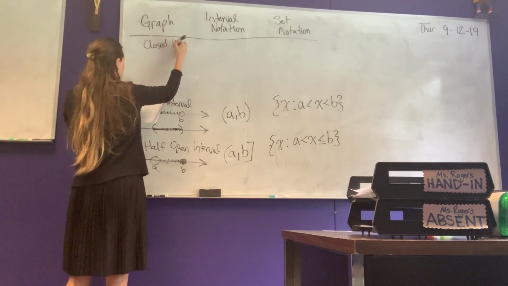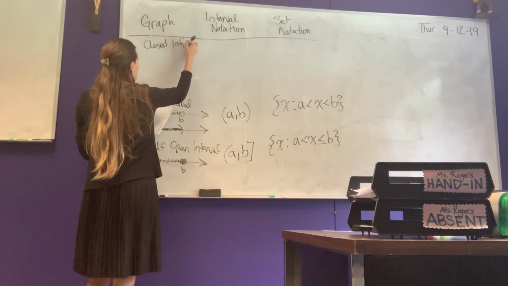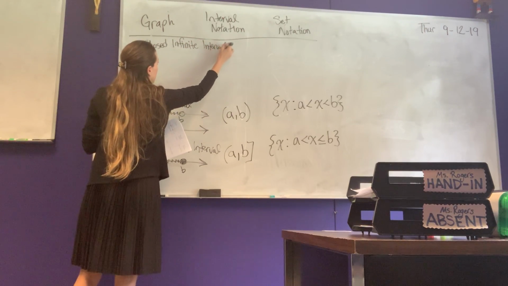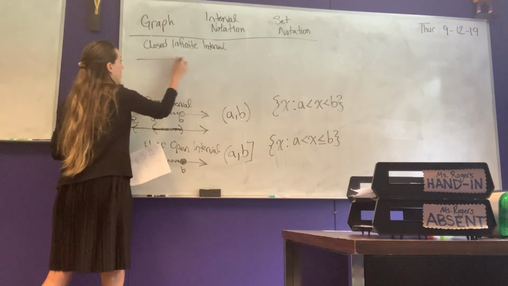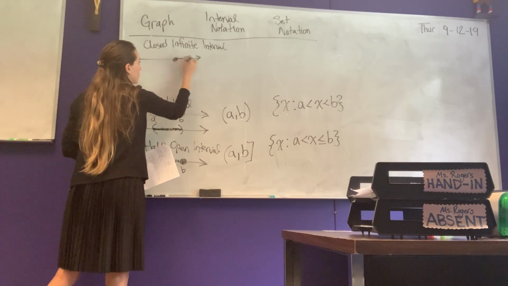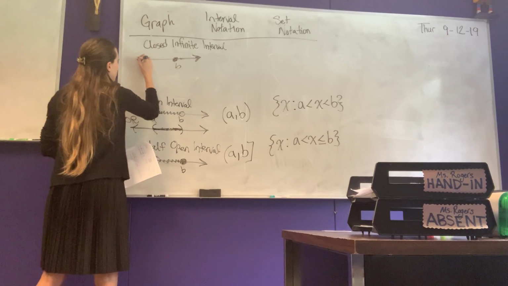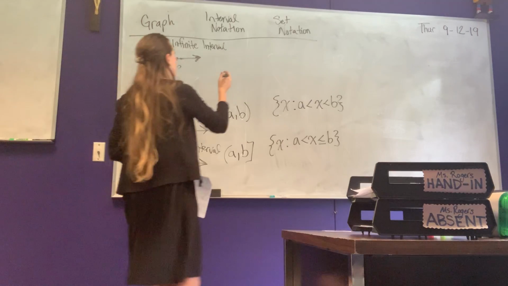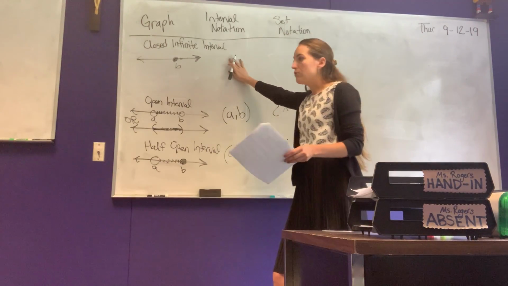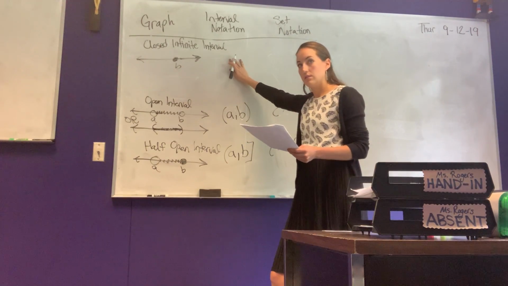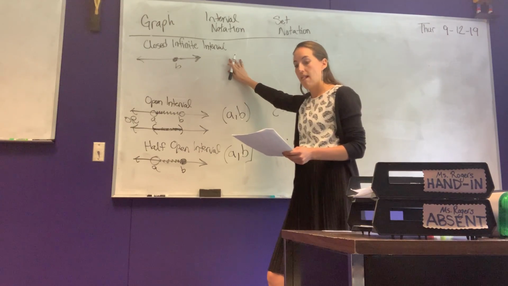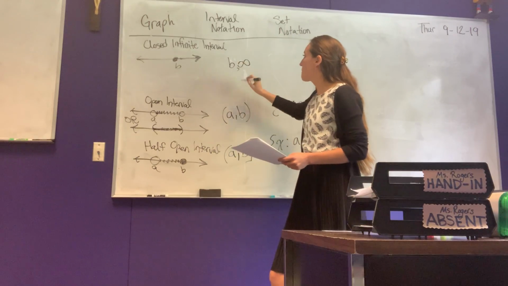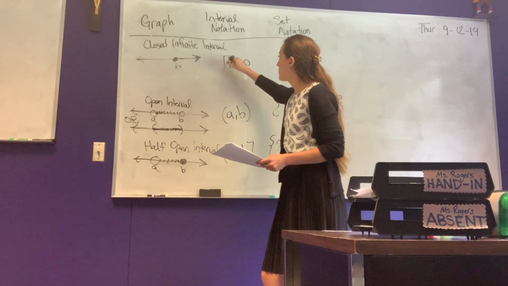Closed infinite interval, and this is just a B going towards infinity. Give yourself a quick number line, B towards infinity. In interval notation, any guesses? B, comma, infinity, with a bracket around B and then a parenthesis around infinity.